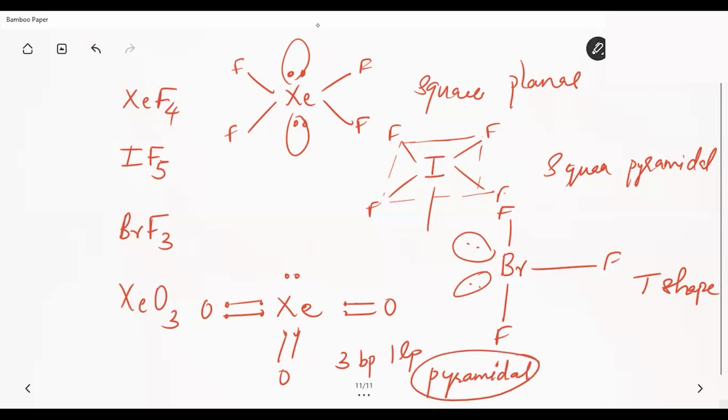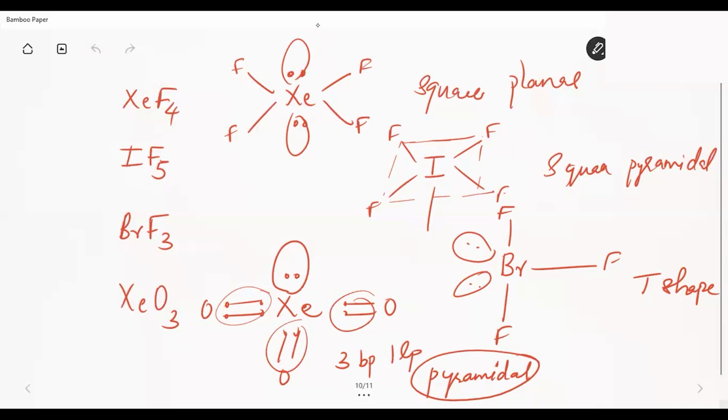Double bond and triple bond we are considering as 1 bond, 1 electron pair, not 2. So this is similar to 3 bond pairs and 1 lone pair, so this comes under the category of a pyramidal shape.